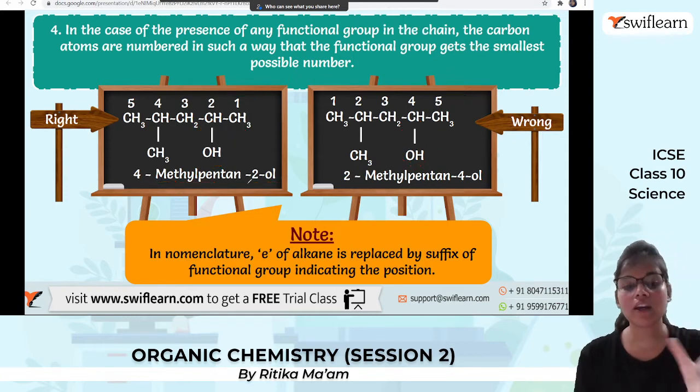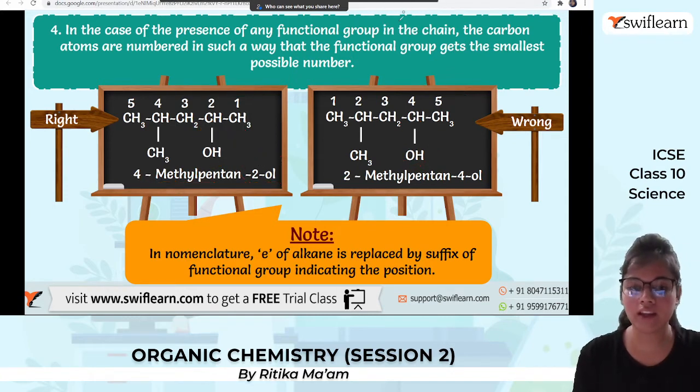And when we are adding a suffix of ol, what are we doing? See, pentane, it is pentane. So we are removing this e to add ol, pentanol. Okay, so in nomenclature the e of alkane is replaced by the suffix of the functional group.